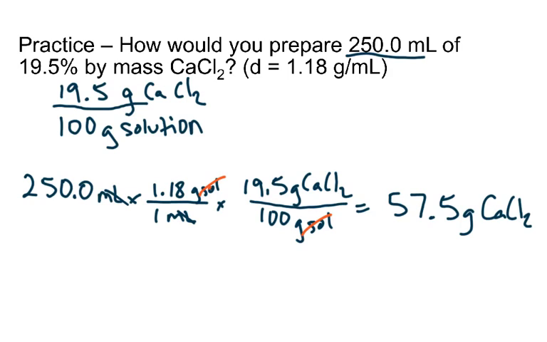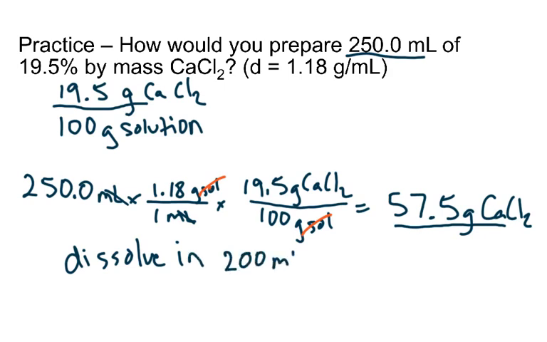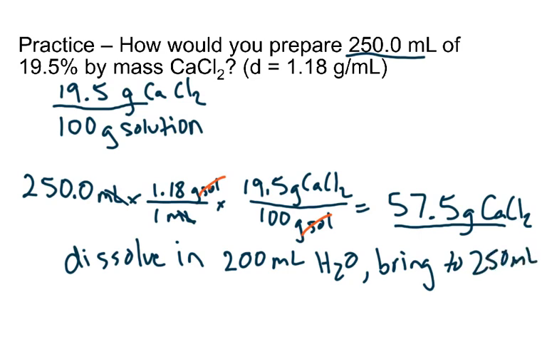And it says, how would you prepare? So I would weigh out 57.5 grams of calcium chloride, dissolve it in probably around 200 milliliters of water, and then bring it to 250 milliliters with more water.